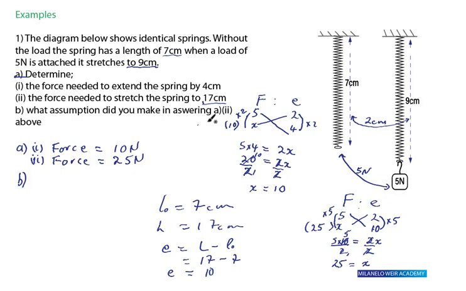So B, what assumption did you make in answering A, Roman figure 2 above? Okay, the assumption here is the spring is not deformed, or rather the limit of proportionality is not exceeded, or force is still directly proportional to extension, or Hooke's law is obeyed. So still the same thing.